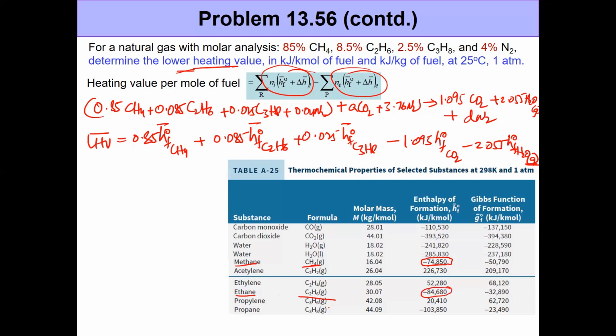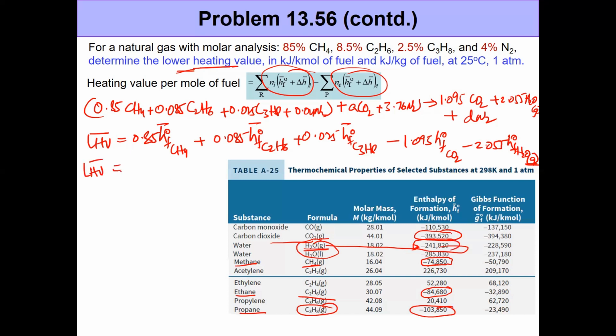For propane, we're looking at this number right here. What else do we have? We have CO2. For CO2, we're looking at this number right here. For water, again, we have to be careful. We're looking at the lower heating value, so we're looking at water in the vapor form, H2O(g). So this is the number that we're looking at.